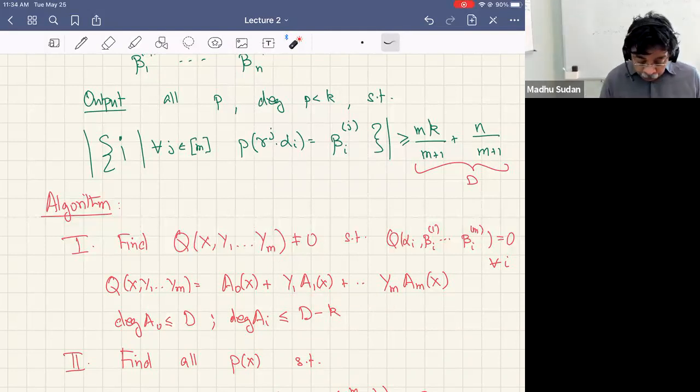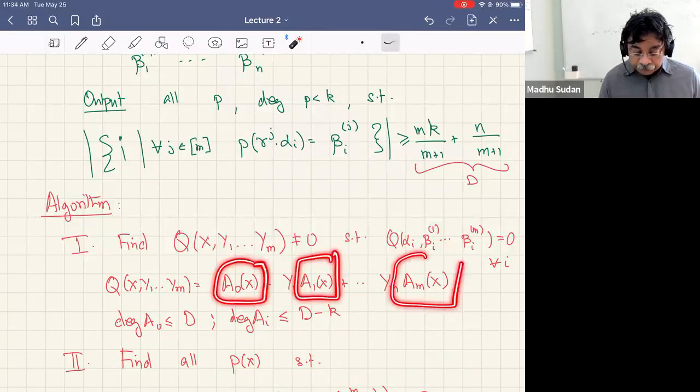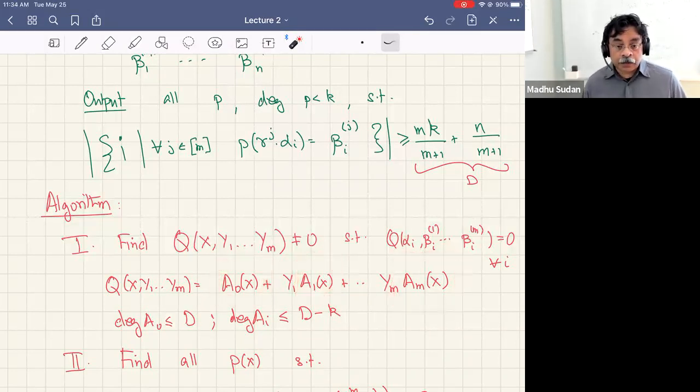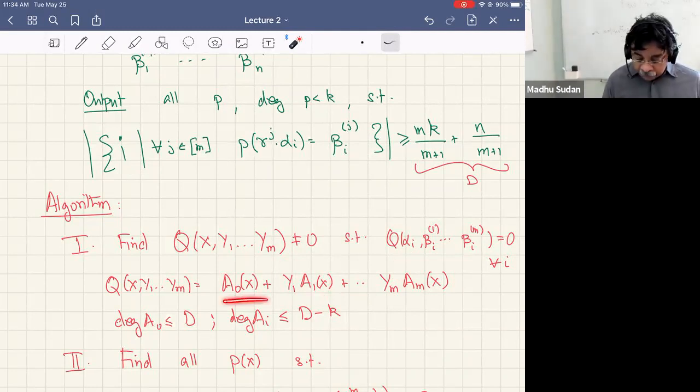I need to make sure that we have at least n degrees of freedom here. Okay. So how do I get n degrees of freedom? Well, I'll divide it equally over all the polynomials. That gives me n over m plus 1. And then I'll reduce the budget here a little bit and increase this one a little bit till I get the right thing. So it turns out the choice we will make is that the degree of A0 is at most this quantity D.